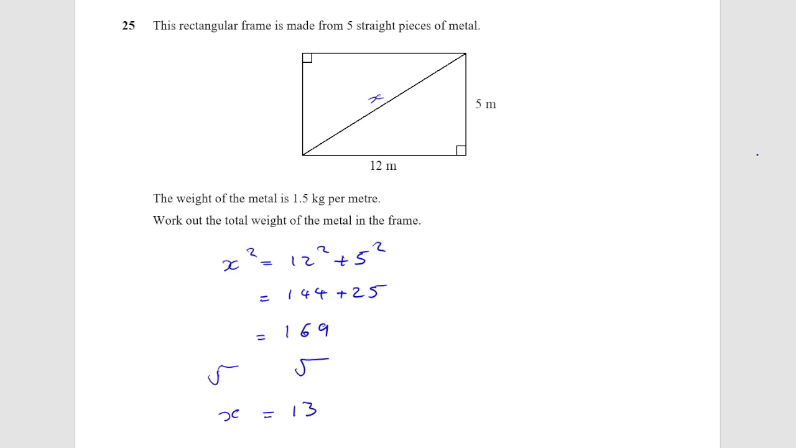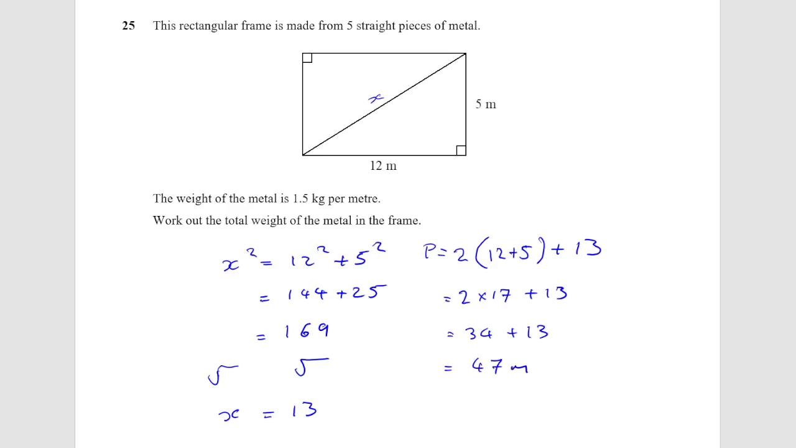So the total length of all the rods is going to be 2 lots of 12 plus 5. That's all the way around the outside, plus 13. So that's going to be 2 times by 17 plus 13, which would be 2 times 17 is 34 plus 13. So the total perimeter, I'll put P there actually, stand for perimeter. So the perimeter is going to be 47 meters.